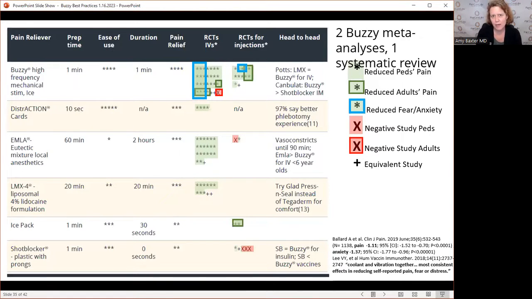The youngest data we do have is 2 studies looking at vaccines. One found Buzzy to be equivalent to breastfeeding, and another found Buzzy to be superior to music and something else for the 1-year-old shots for measles, mumps, rubella. So we don't recommend using ice on the younger babies unless it's something where they're going to get multiple injections in a short period of time.